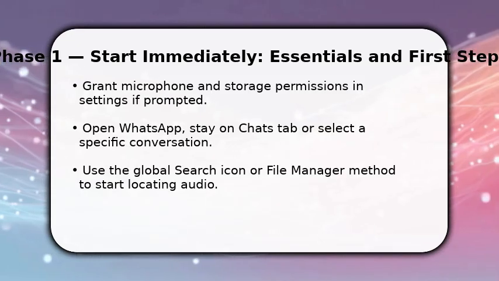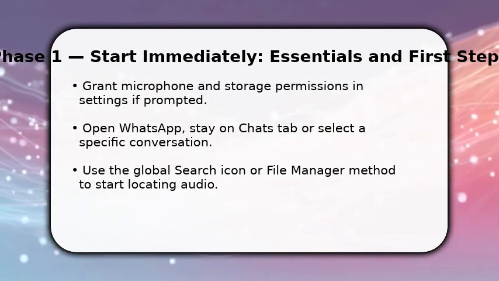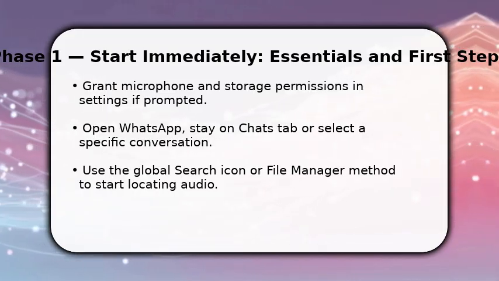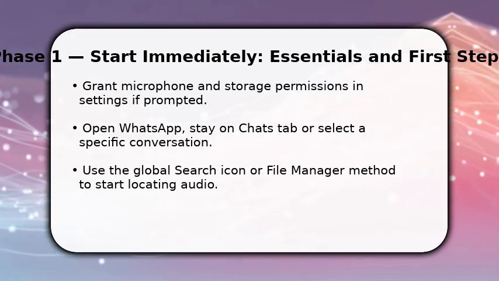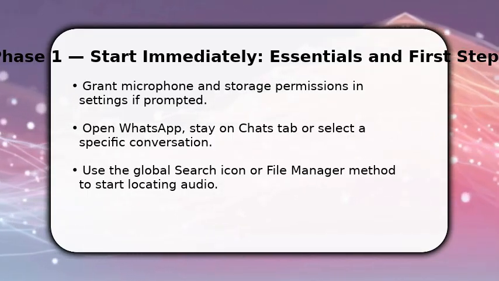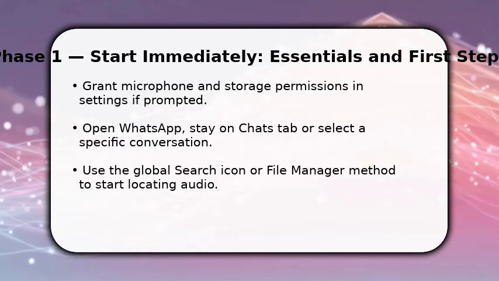Enjoy the video. You start by opening WhatsApp and making sure permissions are allowed for storage. This lets you access saved voice files. Once done, stay on the Chats tab or enter a specific chat where you expect the message. Next, tap the search icon at the top. This begins an in-app look.